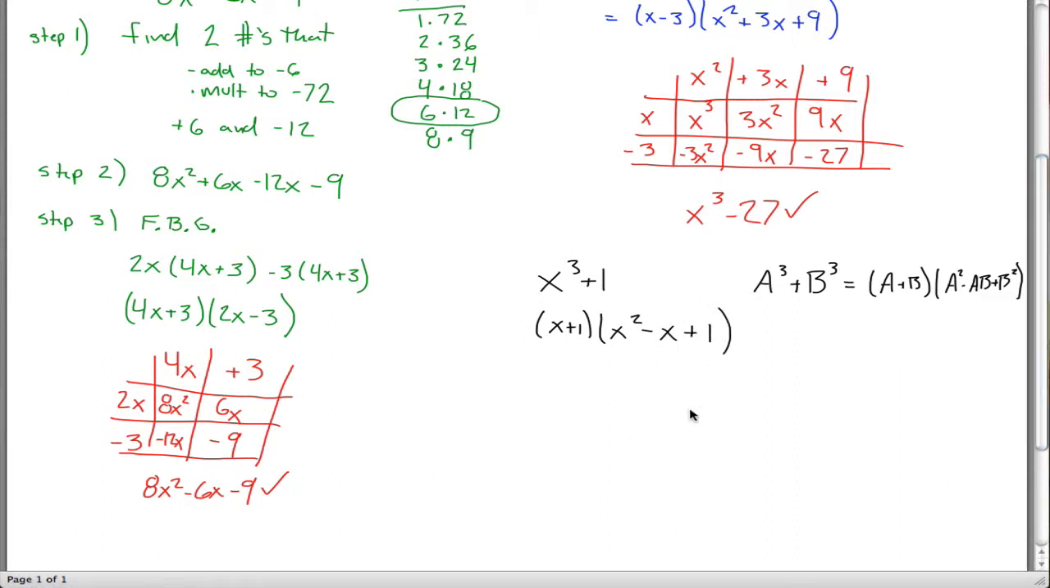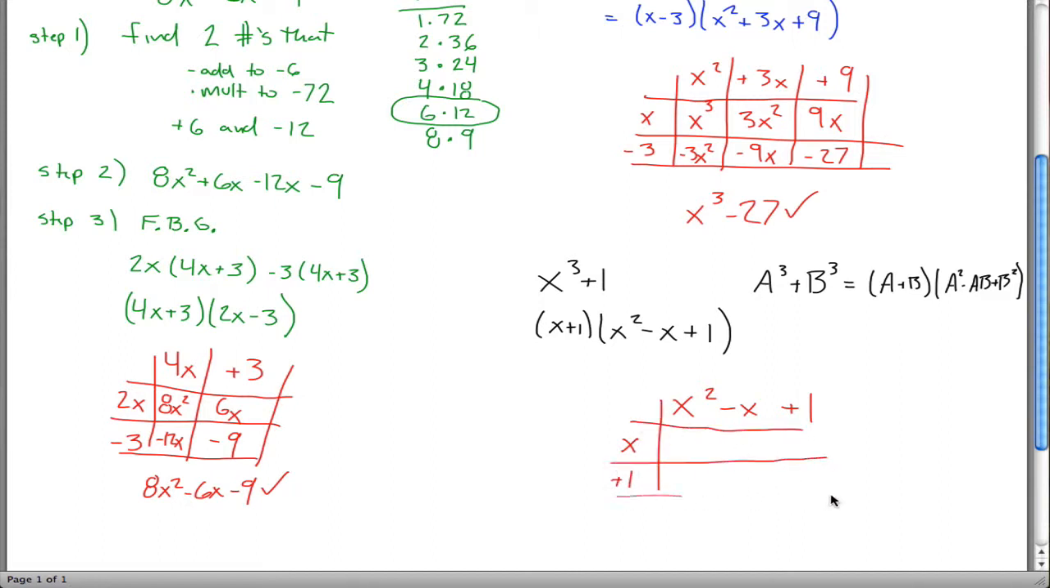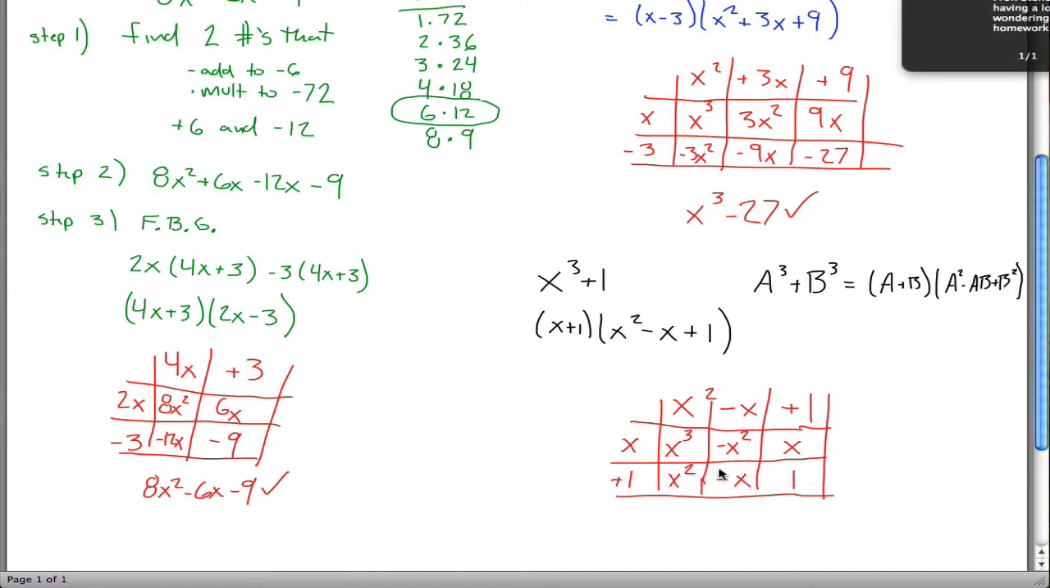And then I suppose I should check my answer. X squared minus x plus 1 times x plus 1. If we multiply those back together using our box method, x times x squared is x cubed. X times negative x is negative x squared. X times 1 is x. 1 times x squared is x squared. 1 times negative x is negative x. And 1 times 1 is 1.